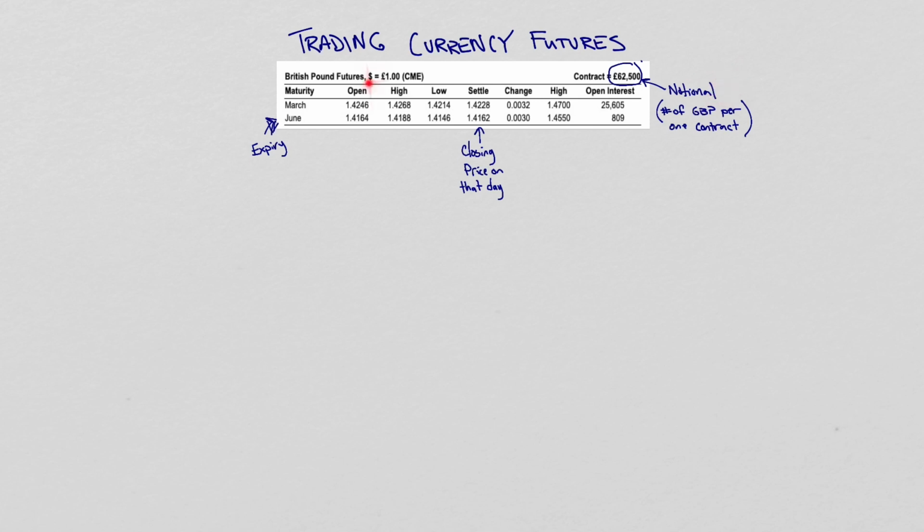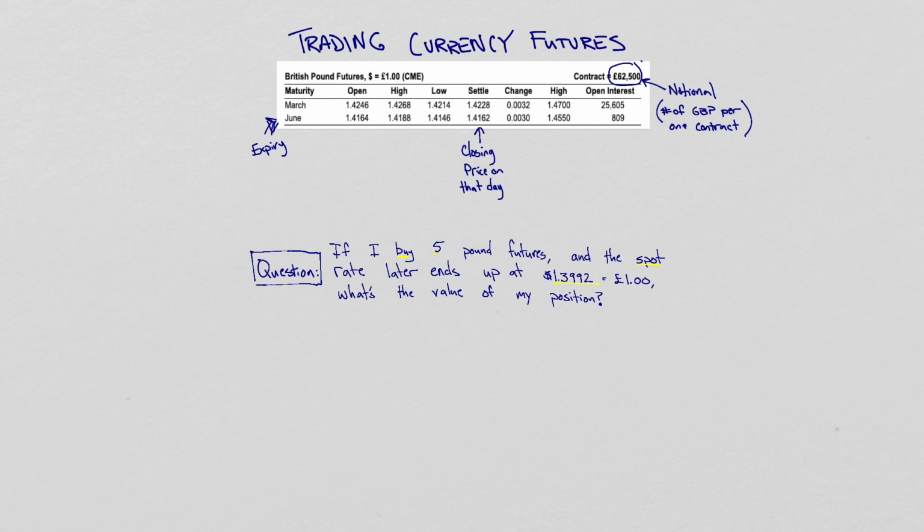So this, for example, is a British pound futures contract traded on the Chicago Mercantile Exchange, CME. And one contract is worth 62,500 pounds. So the question I'd like to answer is: if I buy 5 pound futures contracts, so 5 contracts on the British pound, and the spot rate later ends up at $1.3992 to the pound, what's the total value of my futures position?